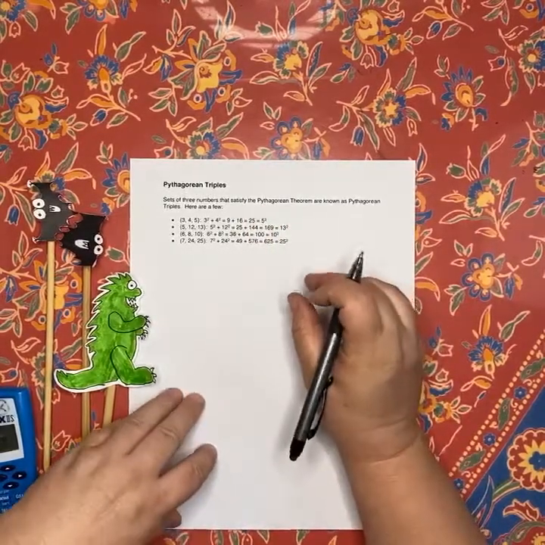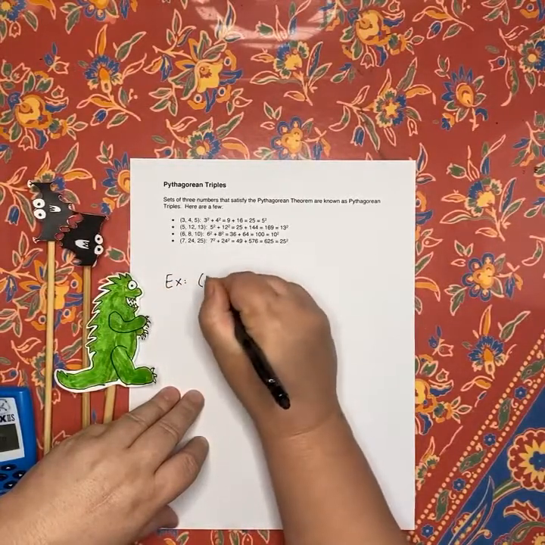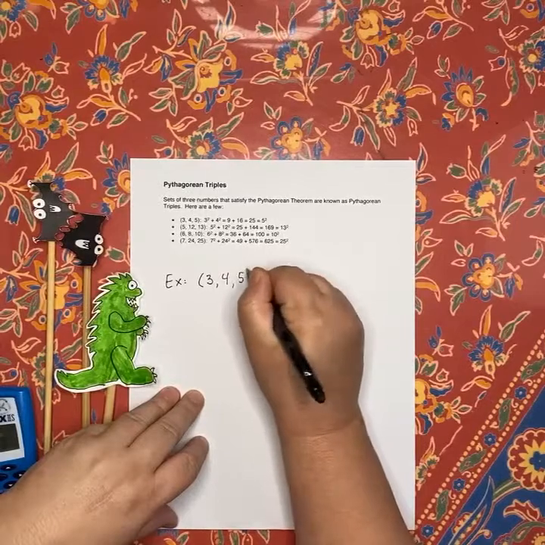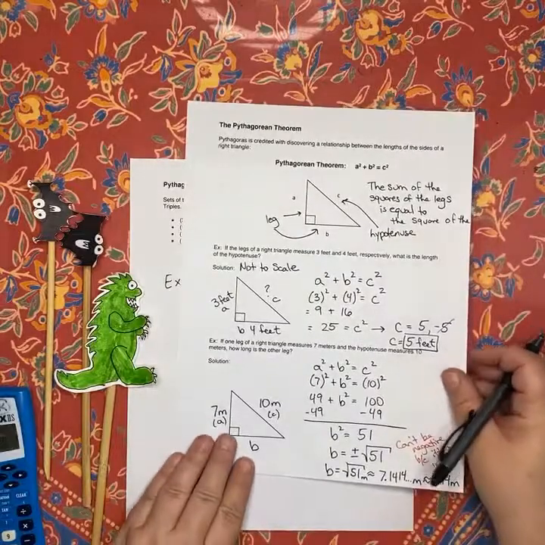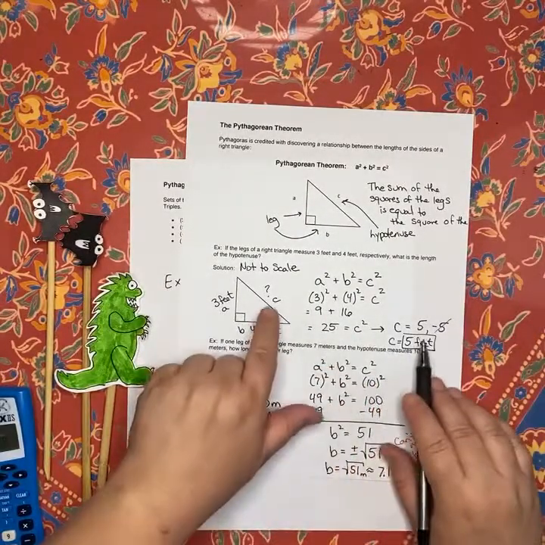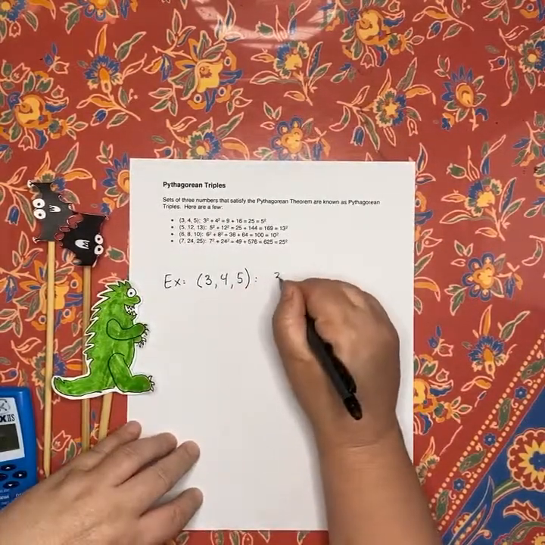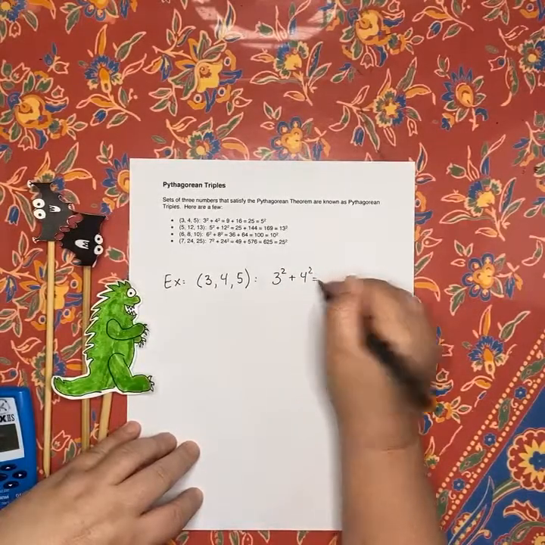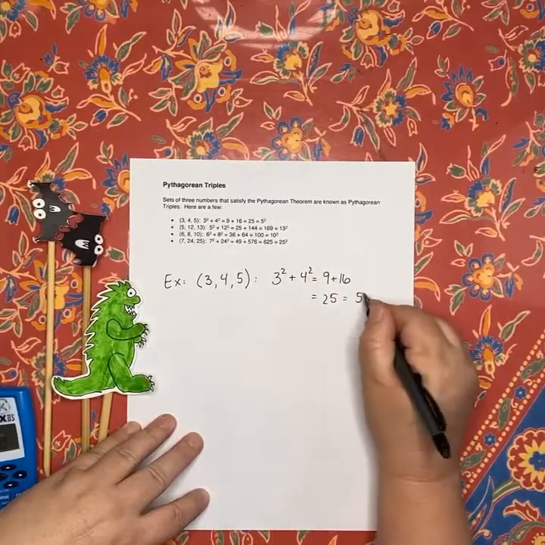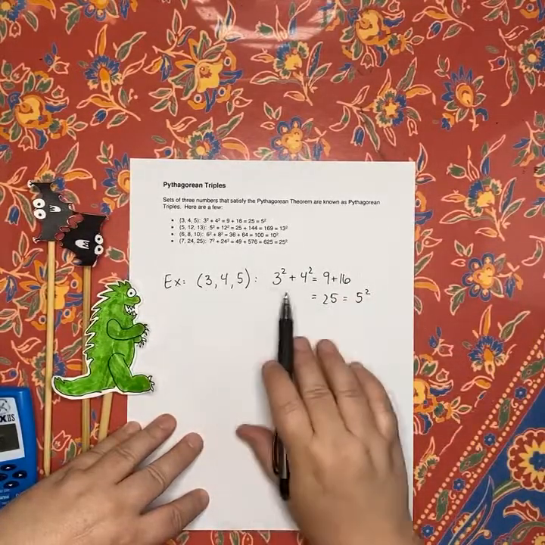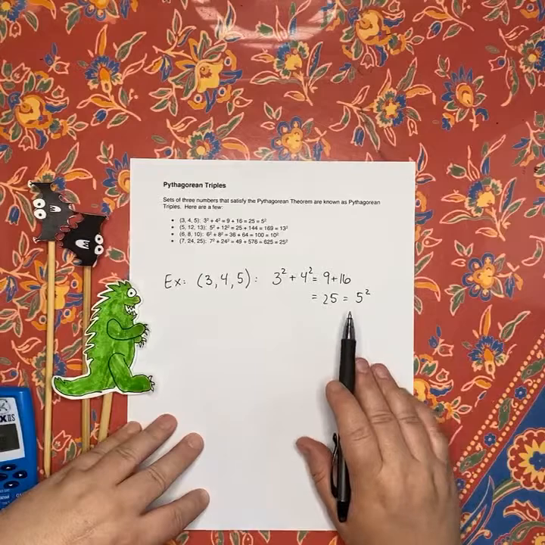And I know this is teeny tiny if you're watching the video. So let me show you one possibility. The triple is 3, 4, 5. Now we saw this right here, 3, 4, and C was 5. So if I take a look at it again, 3 squared plus 4 squared equals 9 plus 16, which equals 25, which is, yay, 5 squared. So 3, 4, 5 is a pattern. It satisfies the Pythagorean theorem.